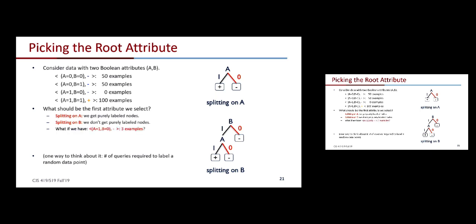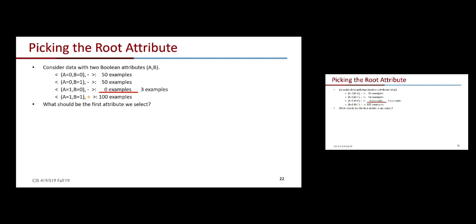And now the question is, what if I change the data set a little bit, and now I have examples that are A = 1, B = 0. They are negative examples. I have 3 like this. So that's my new data set. That's the change that I've made. Instead of 0 examples, now I'm going to have 3 examples. What should be the first attribute we select?